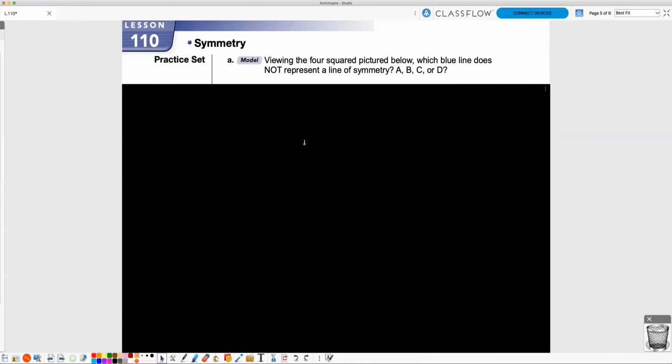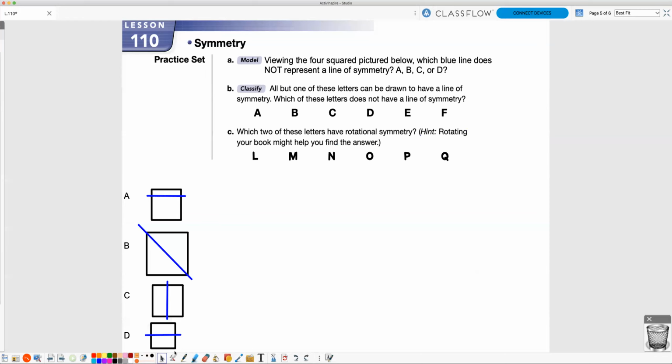All right, so for letter A, viewing the four squared pictures below, which blue line does not represent a line of symmetry? So would it be A, B, C, or D? Which one is not representing a line of symmetry? It should be, in this case, A. You should have chosen A as your best option for the picture.